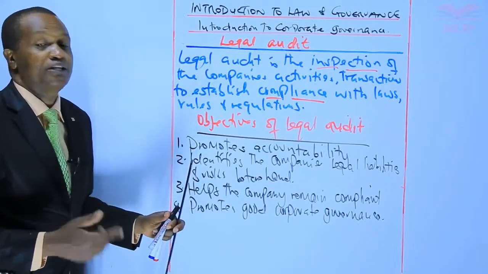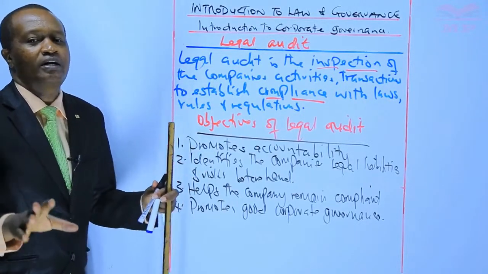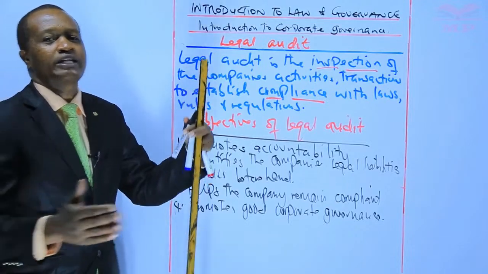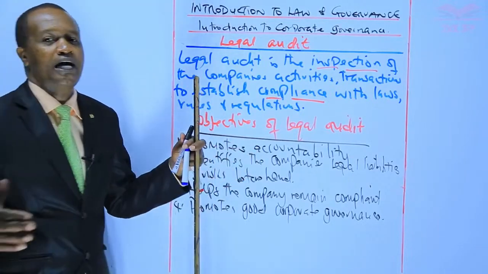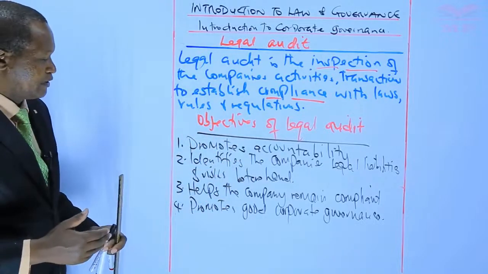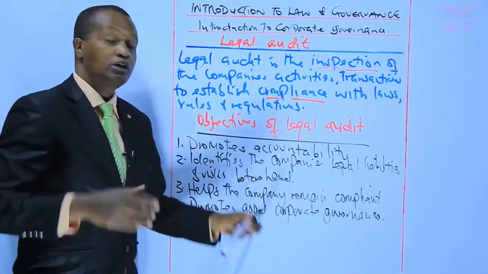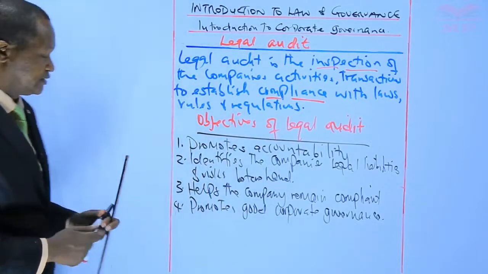And when that happens, then fraud and corruption are by their very nature elements which counteract transparency, accountability, and good stewardship, and so on. So a good legal audit promotes good corporate governance.